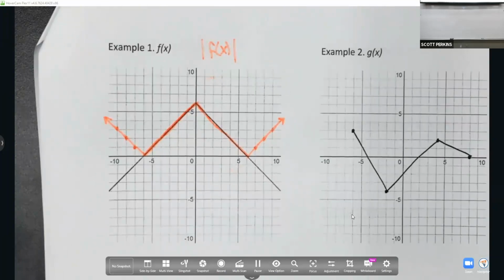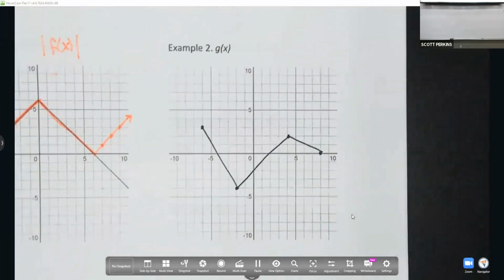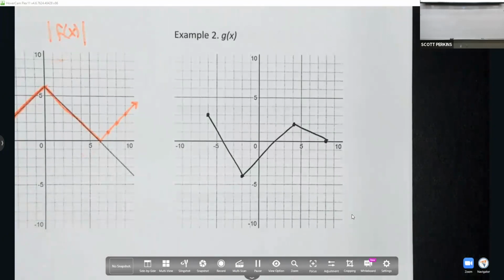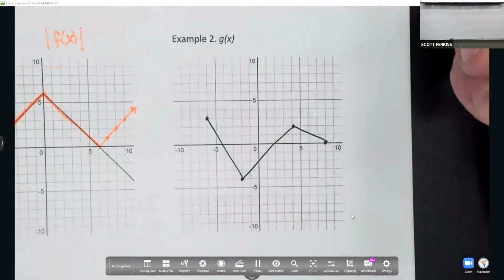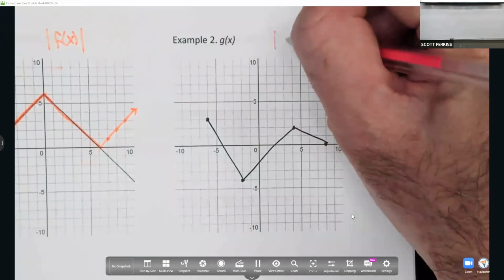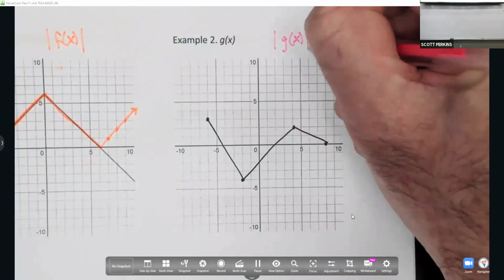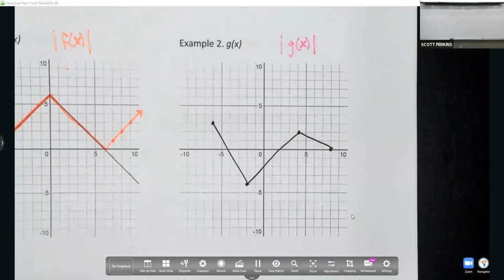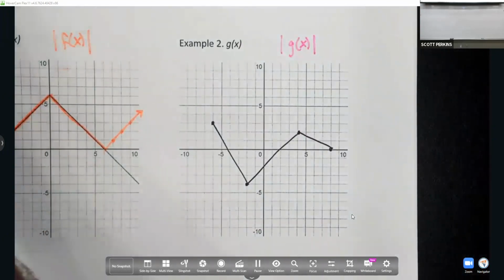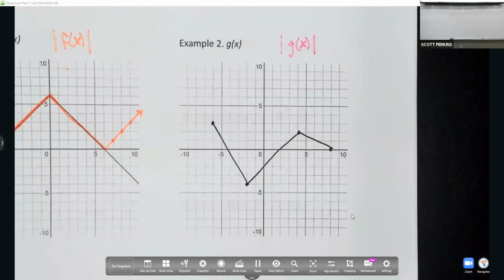Here's what I would like you to try next. Go to example 2. Example 2, I've given you a graph g of x. I would like you to do your best to graph what you think the absolute value of g of x is. Remember, if you don't get this 100% the first time, we are learning, so don't beat yourself up over it. My recommendation, though, is to trace over the stuff that's already positive first. That tells you where it's hitting the x-axis and everything. I find that to be very helpful for me.